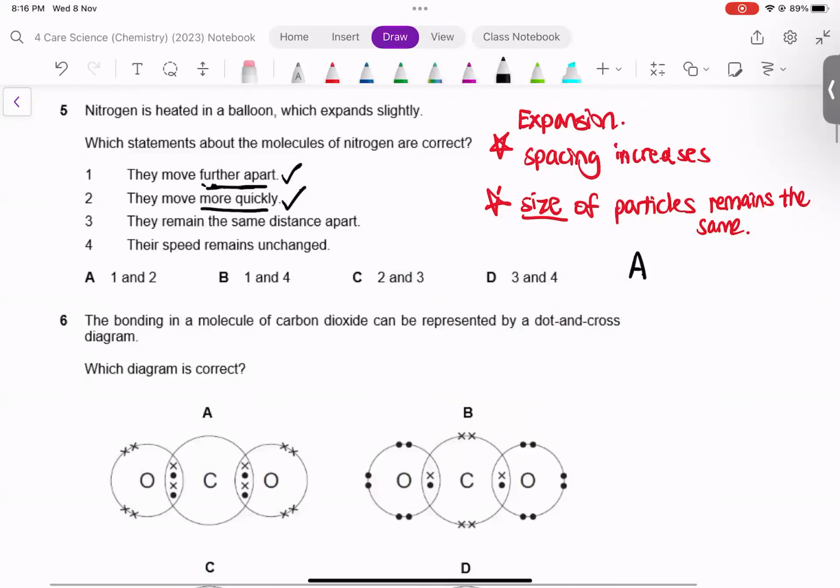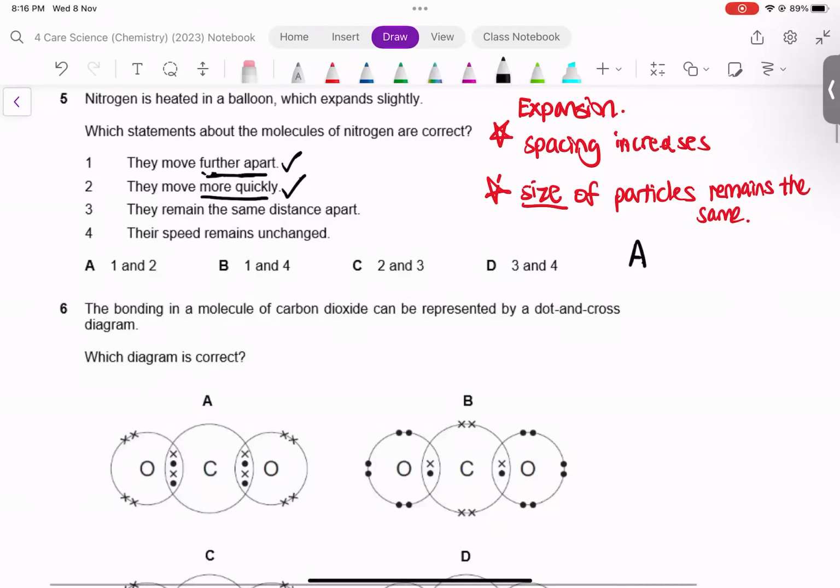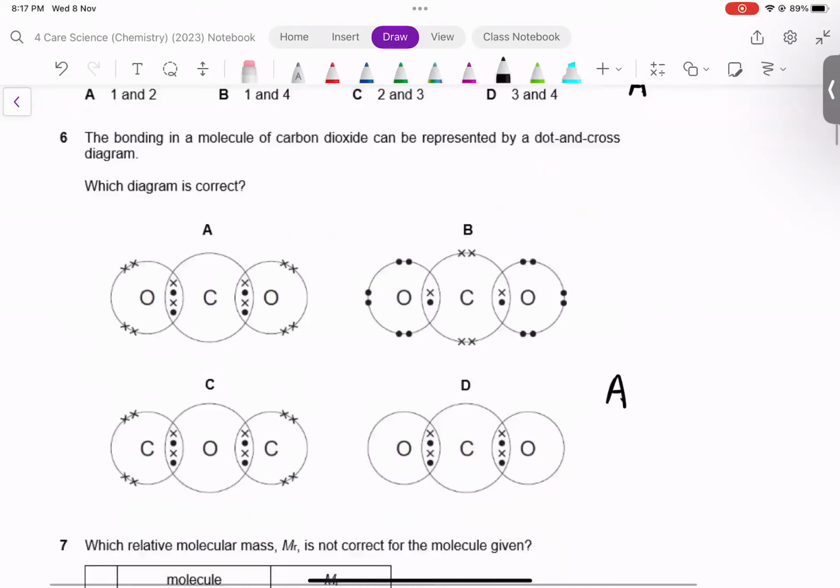Now, question 6 is not difficult. I'm sure all of you realized after some time what is the dot and cross diagram for carbon dioxide. It's A. Now, can I please encourage all of us to not choose based on intuition, to just glance at a diagram. Really ensure that you look at every single diagram carefully. All right? You don't want to be missing something out.